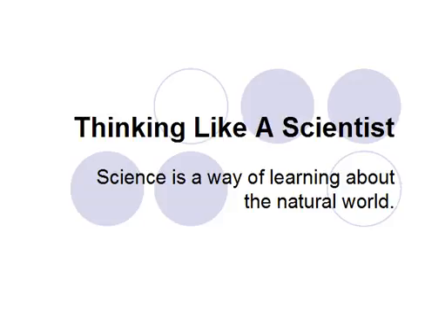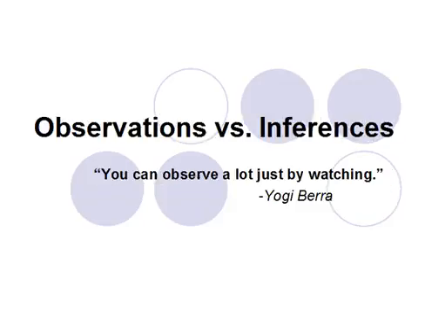Next, scientists probably are going to explain those observations by making an inference. And if their inferences are correct, a scientist might be able to predict what will happen in the future. So in order to think like a scientist, we need to be able to make good observations, inferences, and predictions. So we're going to start with the difference between an observation and an inference.